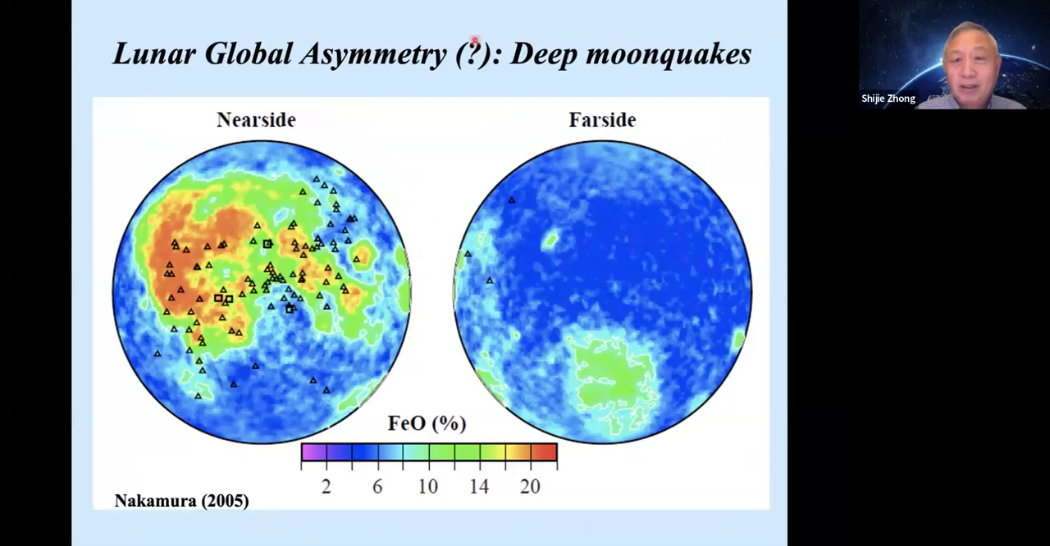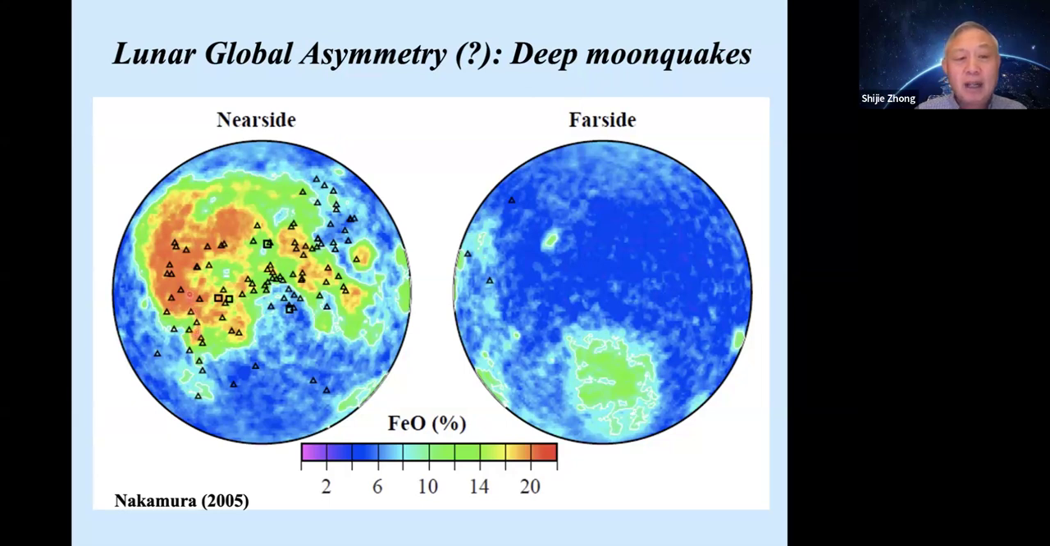Then there's another global asymmetry. I put a question mark here, that is related to the deep moonquakes. Just like Earth, the moon also has a lot of moonquakes. Those deep moonquakes occur at about 1,000 kilometer depths, and they're driven by the tides. So what you see here on the near side, where you have a lot of mare basalts, that's also where you have moonquakes, detected through the Apollo mission.